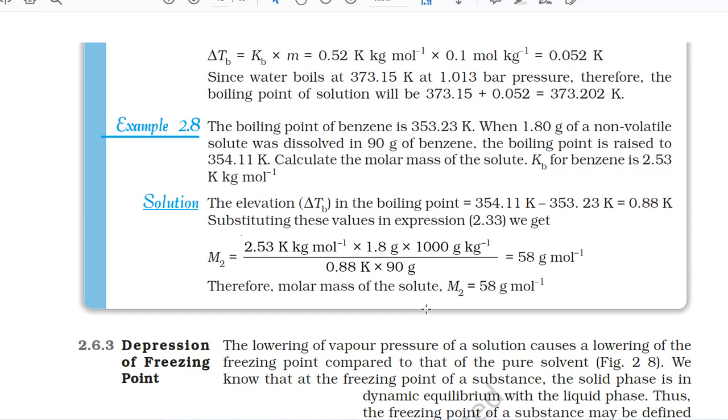Substituting these values in expression 2.33, we get M2 = 2.53 Kelvin kg per mole × 1.8 gram × 1000 gram per kg / (0.88 Kelvin × 90 gram) = 58 gram per mole. Therefore, molar mass of the solute M2 = 58 gram per mole.